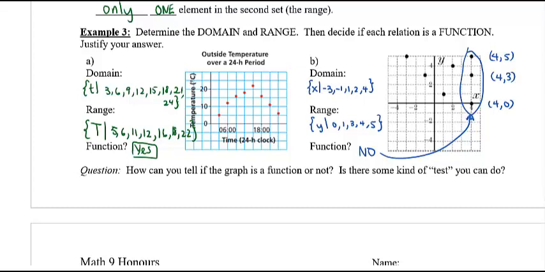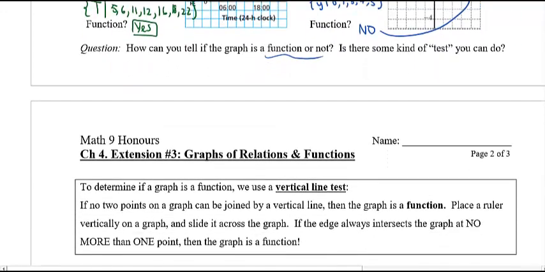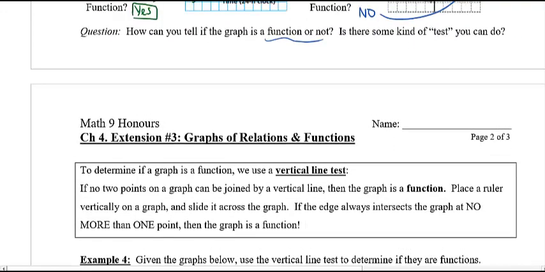So my question to you before we turn the page is, how can you tell if the graph is a function or not then? Is there some kind of test that we can actually use to determine if it's a function? And the answer to that is, you bet there is. So to determine if a graph is a function, there's something called a vertical line test. Yeah. So the key is, if no 2 points on the graph can be joined by a vertical line, then the graph is a function.